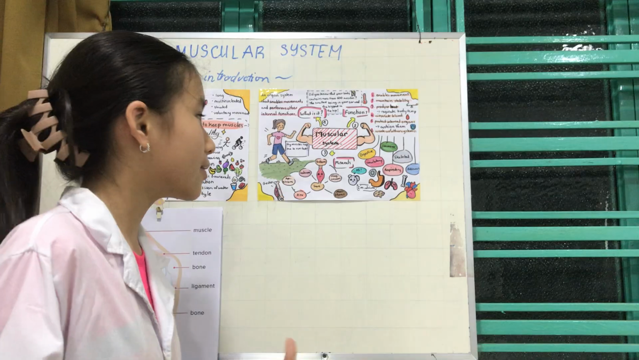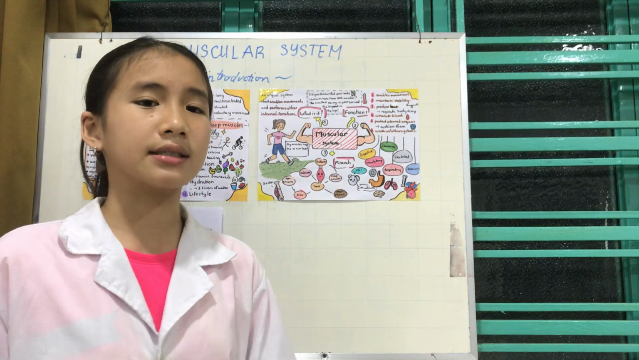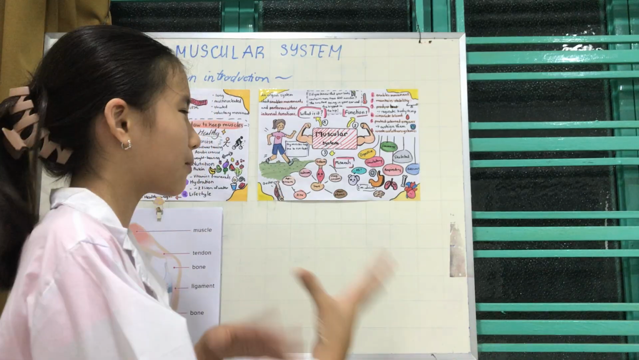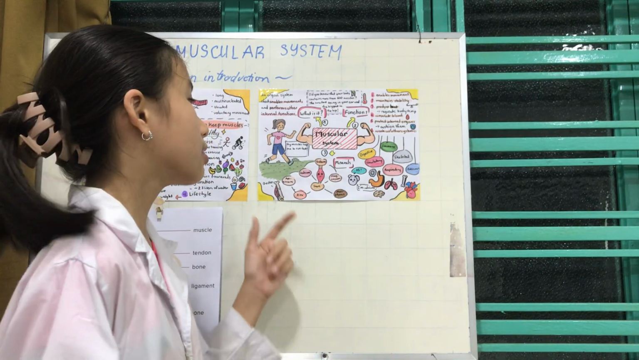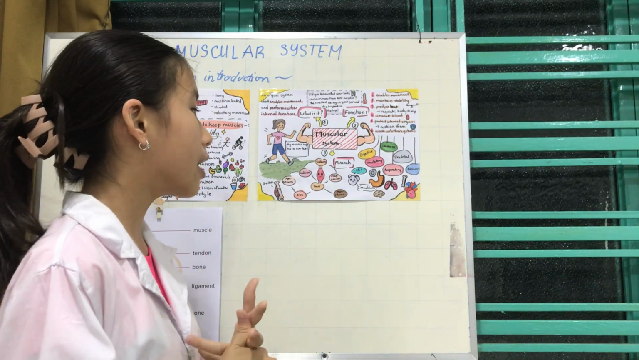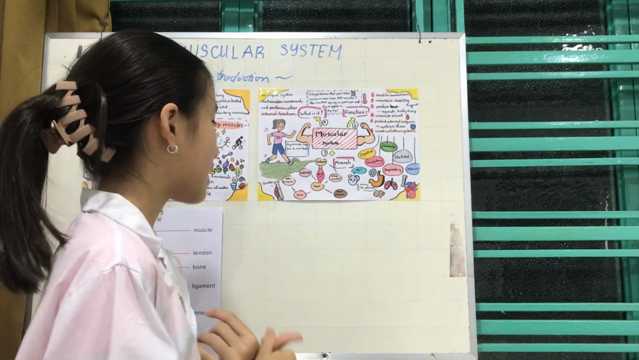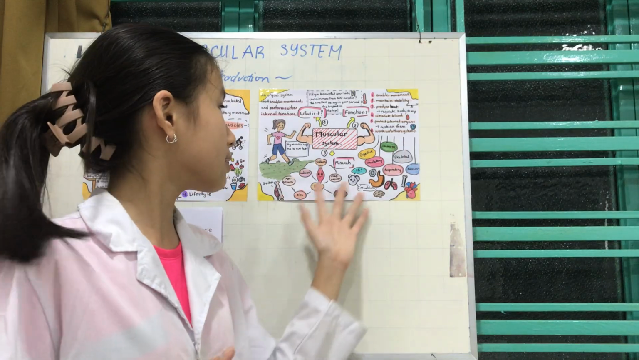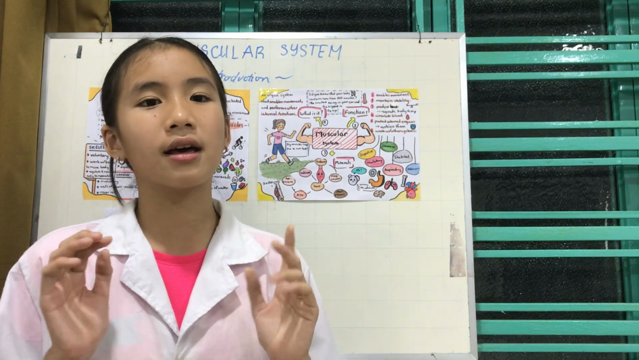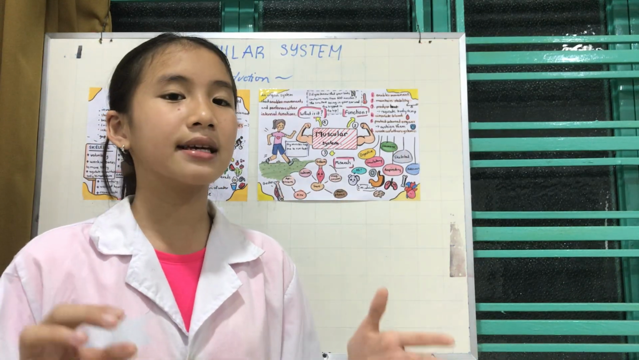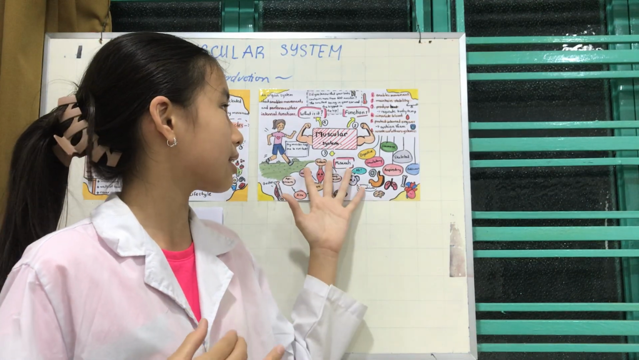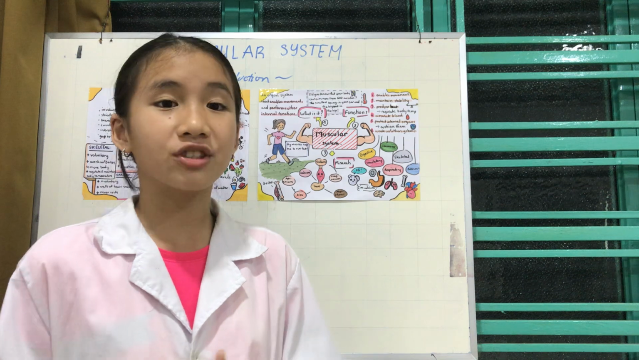Next are the minerals of the muscular system. Now, the muscular system has lots of minerals, but I'll only summarize some of them. So there's sodium, calcium, iron, phosphorus, magnesium, potassium, and zinc. So all of these minerals are found within the muscular system, and it is essential for us to provide these minerals for the muscular system to function properly.